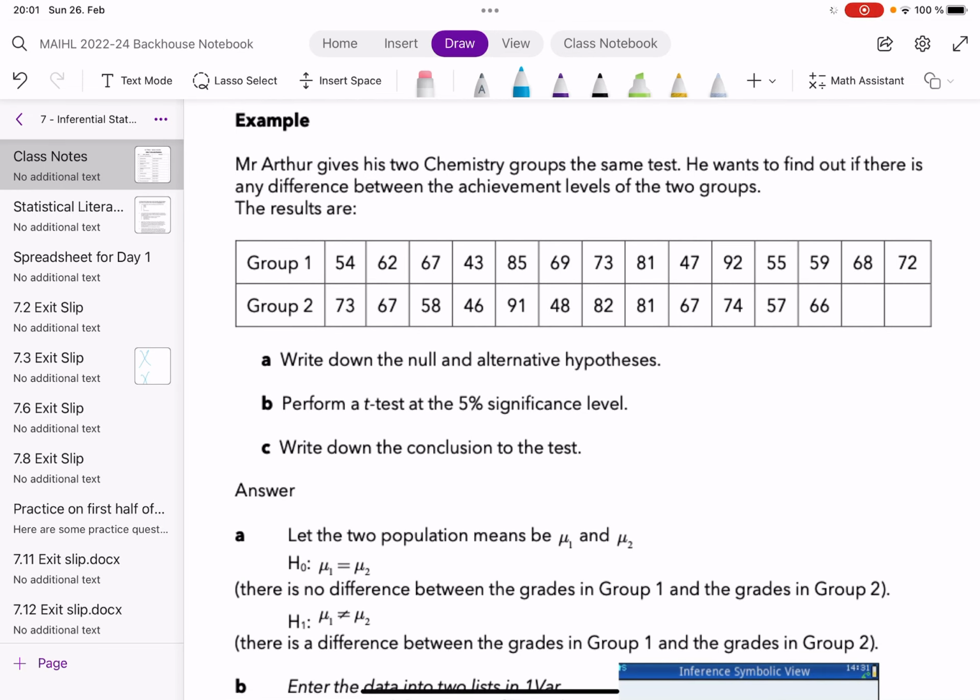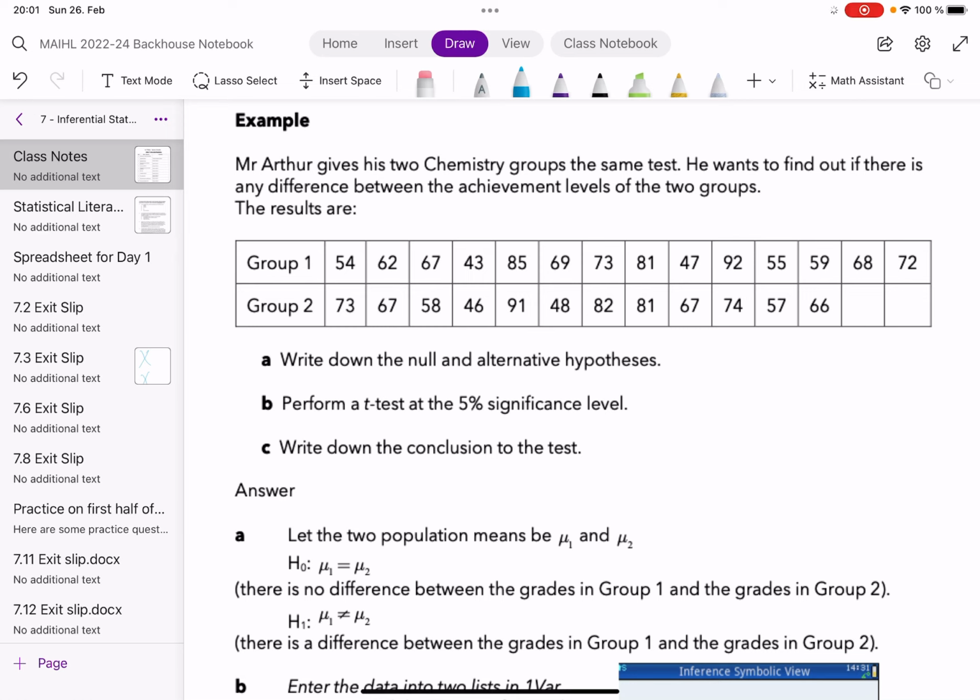Mr. Arthur gives his two chemistry groups the same test. He wants to find out if there is any difference between the achievement levels of the two groups. And the results are in the table. You can see that group 1 has 2 more students than group 2. The data doesn't seem to be in any order. I guess maybe Mr. Arthur just wrote the scores down and the students were arranged alphabetically or somehow. So there's nothing special about the way the data's been written down.